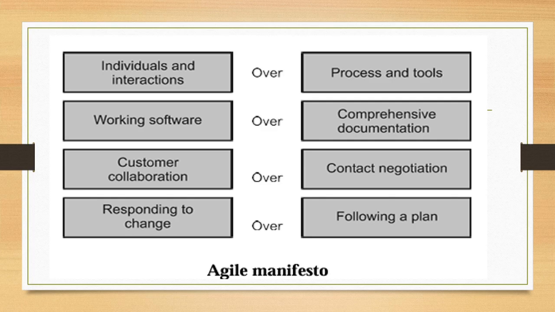The manifesto of Agile is: individuals and interactions over process and tools; working software over comprehensive documentation; customer collaboration over contract negotiation; responding to change over following a plan. So this is the Agile manifesto.